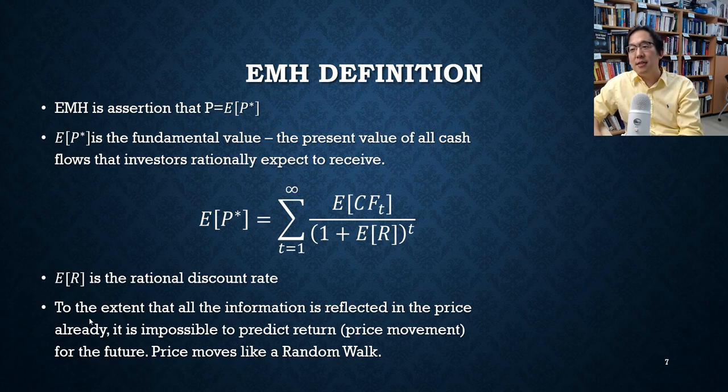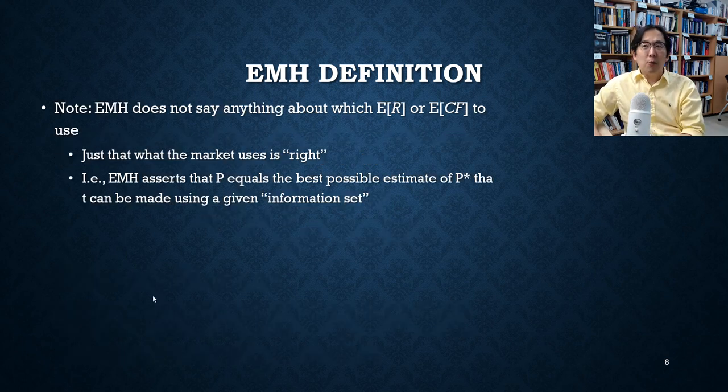That's why. And to the extent that all the information is reflected in the price already, it is impossible to predict return, the price movement, for the future. Price moves like a random walk. That's the claim, okay? Now, note that EMH does not say anything about which discount rate or cash flow expectation to use. It just gives you the framework that what the market uses is right. And then EMH asserts that price P equals the best possible estimate of P star that can be made using a given information set, okay?